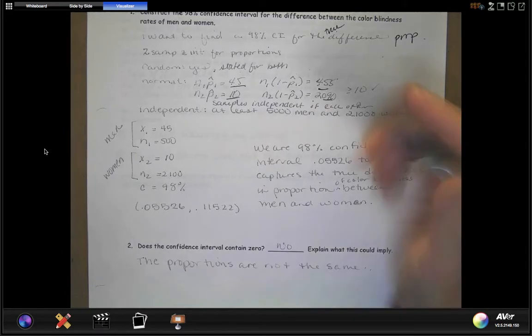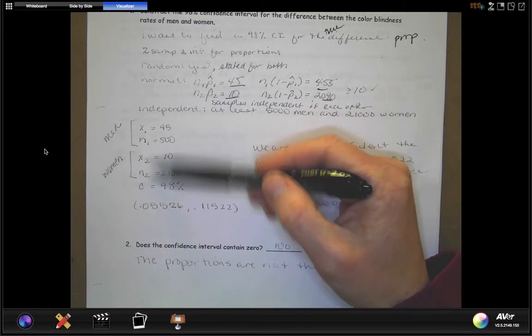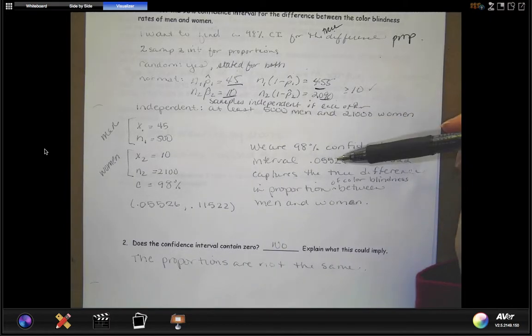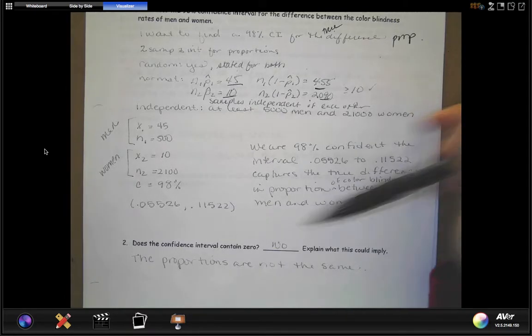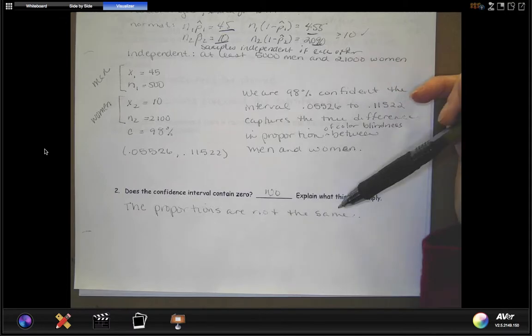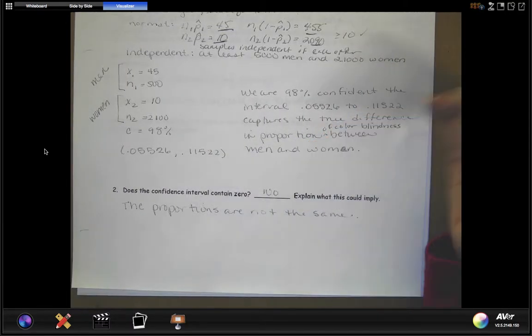The men are going to be my first sample. Here are the women. There's my sea level. There's my interval. 98% confident the interval from blank to blank captures the true difference in proportion of color blindness between men and women. Does the confidence interval contain 0? So no. So what could that imply? That the proportions are not the same. Okay?